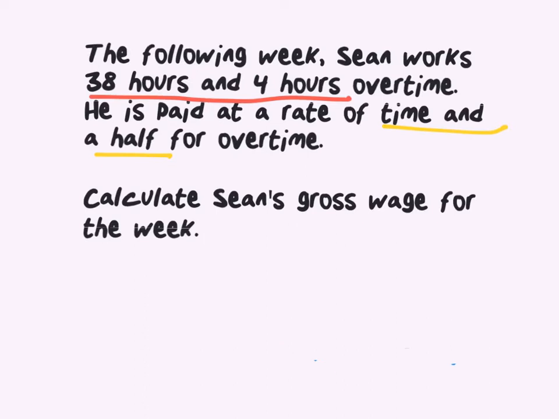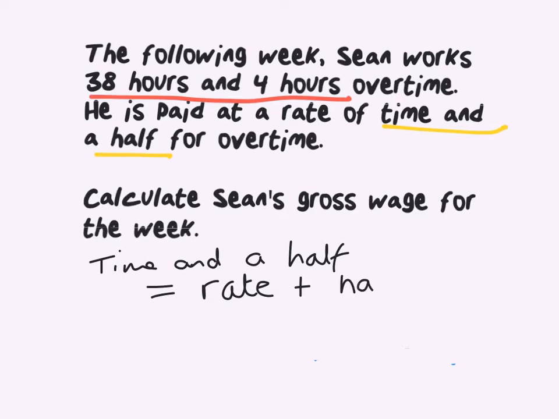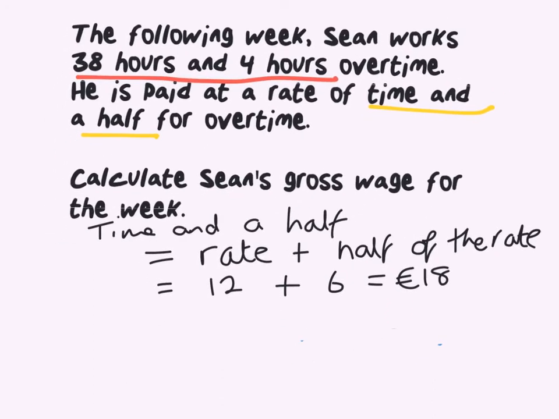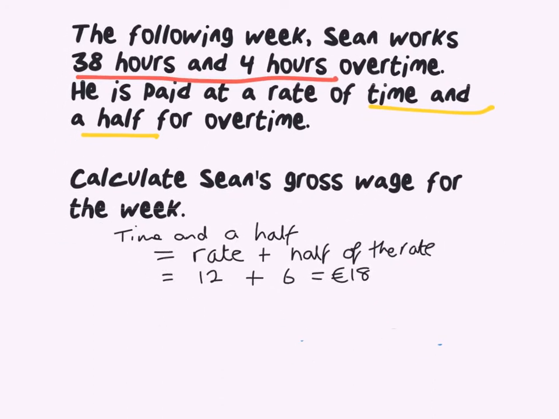The following week, Sean works 38 hours and 4 hours overtime. He is paid at a rate of time and a half for overtime. So what does time and a half mean? It means it is the rate plus half of the rate. In this case, the rate is €12 plus half of the rate, which is 6, which gives me €18 per hour. So Sean is going to be paid €18 for each hour of overtime that he works.